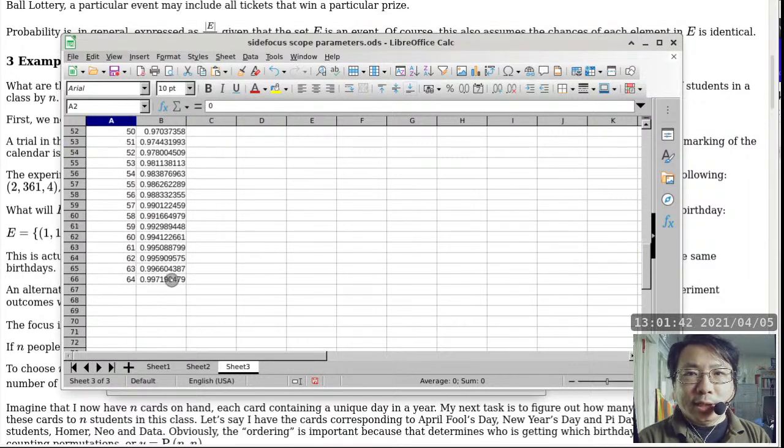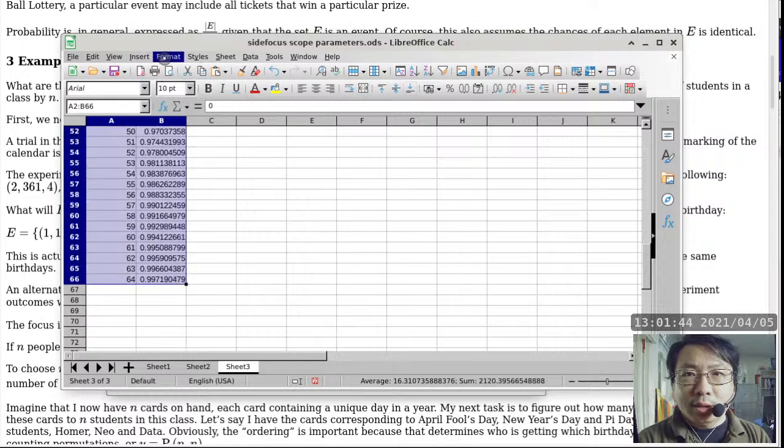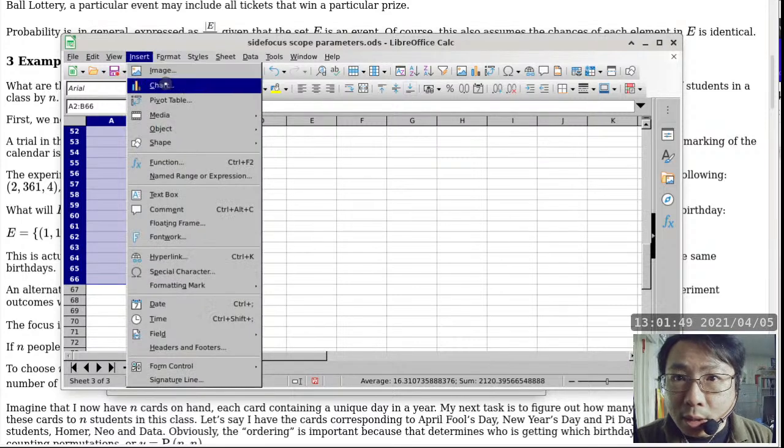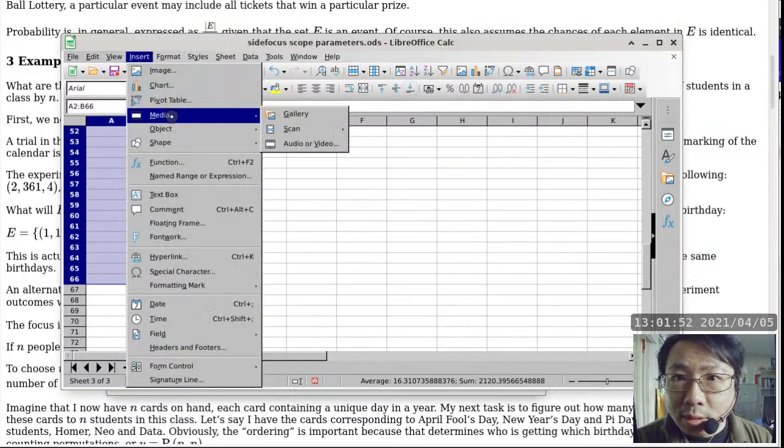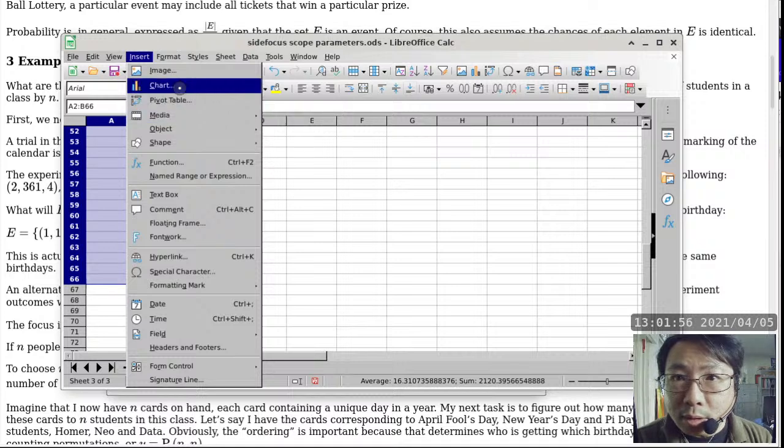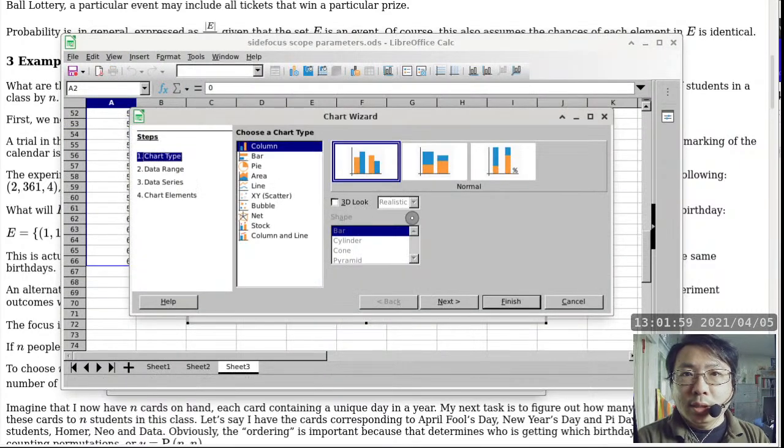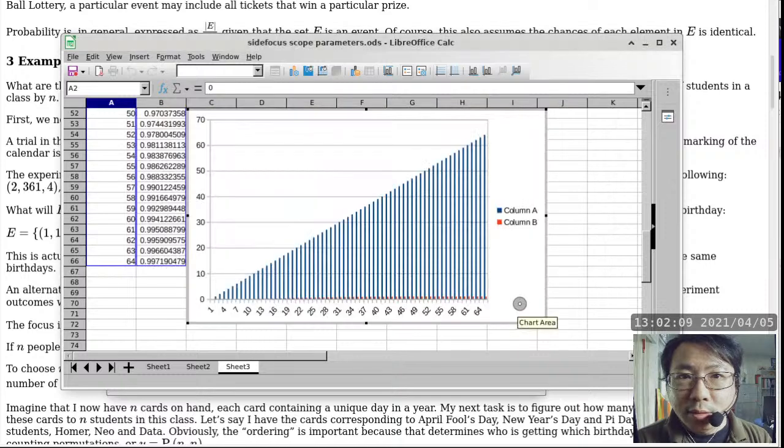When we have something like this, we can just select the cells, and then we go to Insert, and we want a chart. Insert, chart, second item. And we want to use a column graph, I guess column is fine. And we just click Finish. No. That cannot be the case. That's not what I want.